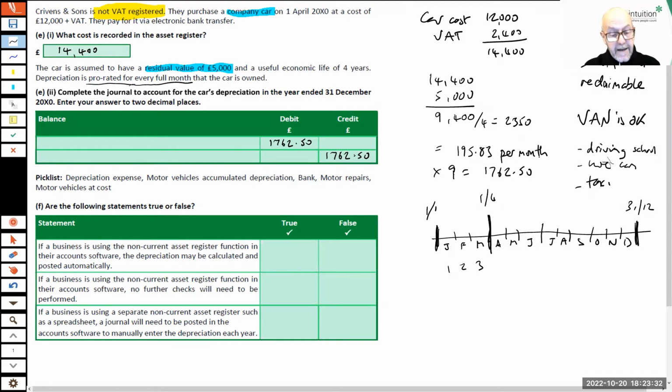Now, we have a pick list here where we have to choose. So we've got 5 items: depreciation expense, motor vehicles accumulated depreciation, bank, motor repairs, motor vehicles at cost. Now, with multi-choice, I always think the best thing is to spot the nonsense answers and eliminate those. So does depreciation involve paying someone to take the box of spanners and do some work on the vehicle?